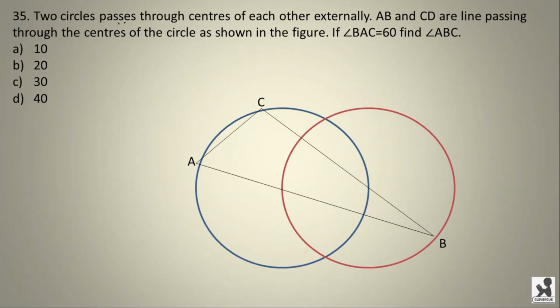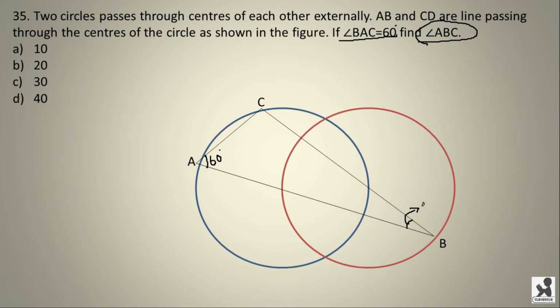Two circles pass through the centers of each other externally. AB and CD are lines passing through the centers of the circles. So the lines are passing through the centers, and the circles are also passing through the centers of each other, as shown in the figure. Angle BAC is given as 60 degrees, and we have to find angle ABC. Angle ABC is asked.